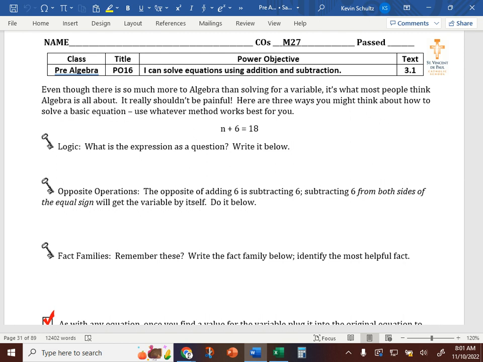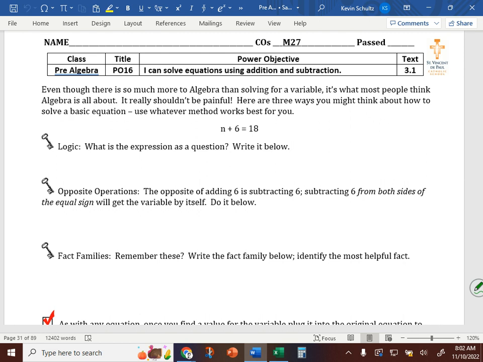N plus 6 equals 18. We're going to look at three kind of different ways to approach this. And the first one is simply logic, probably what you did in your head when you first saw this. Okay, what is the expression as a question? As a question, kind of going from the mathematical to the verbal.